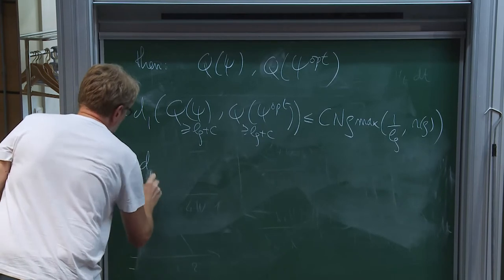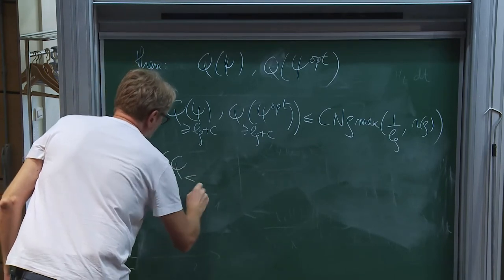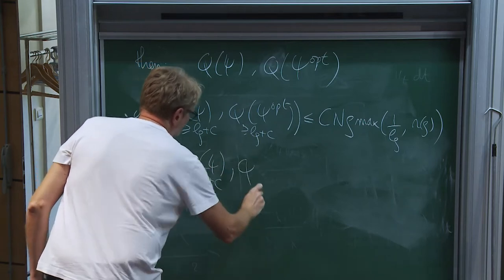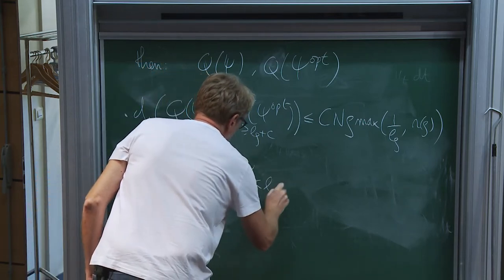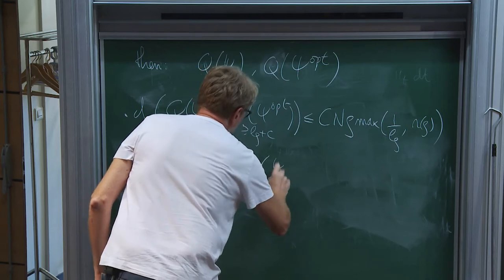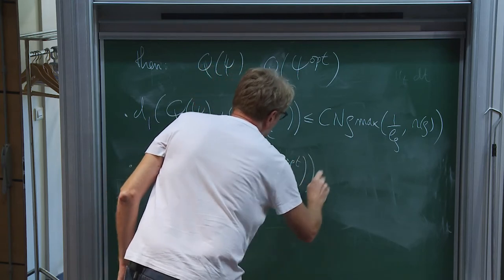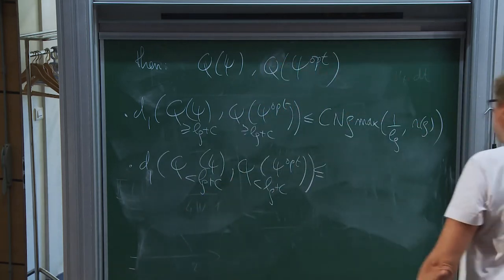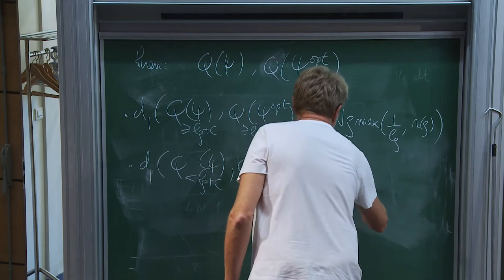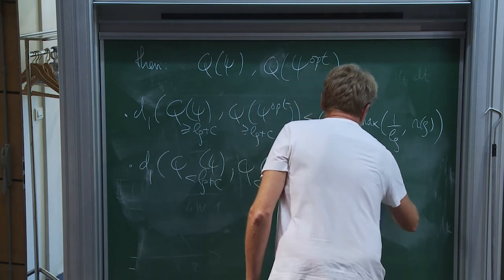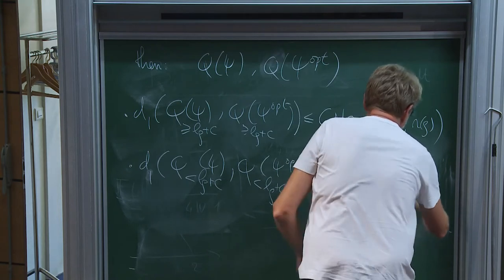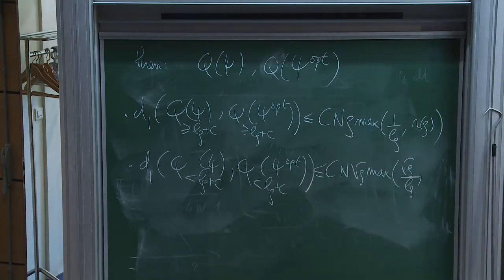And distance 1 over the other intervals, for the occupation numbers over the other intervals, is less than, it's a little bit worse actually, it's less than c times n times square root of rho, max of square root of rho divided by L rho. And here I have r of rho.